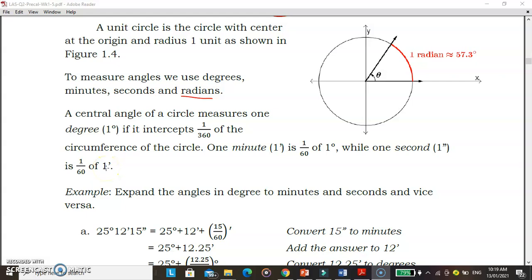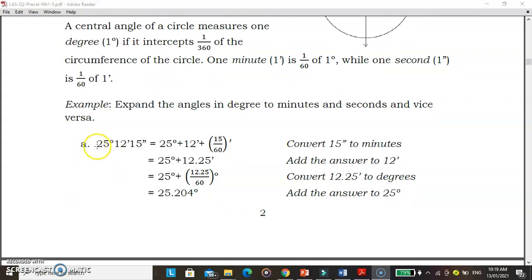So let's have an example. We have the angle 25 degrees, 12 minutes, and 15 seconds. This measurement of an angle is not common for us. This is very common when we locate a location, when we want to know the exact location of a certain place, of a certain person, or whatsoever. So if you are planning to be a geodetic engineer or an astronomer, you will be needing this knowledge of angles. So we have here 25 degrees plus 12 minutes plus 15 over 60 seconds.